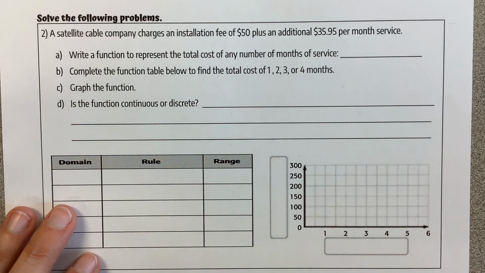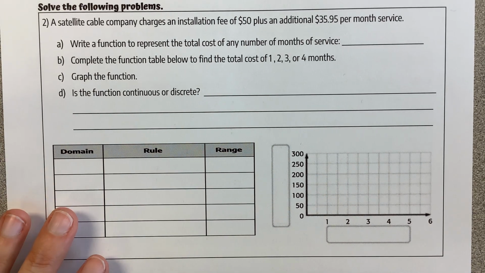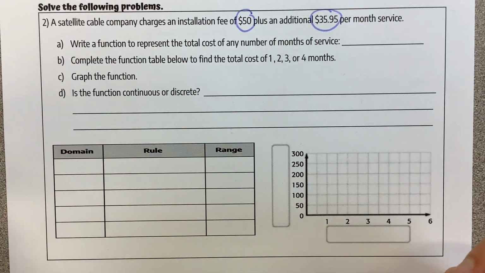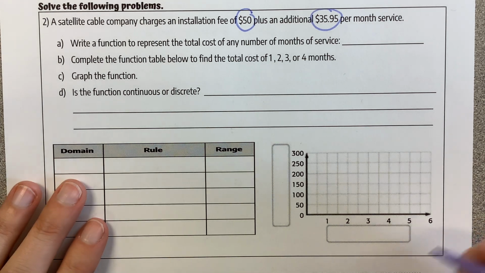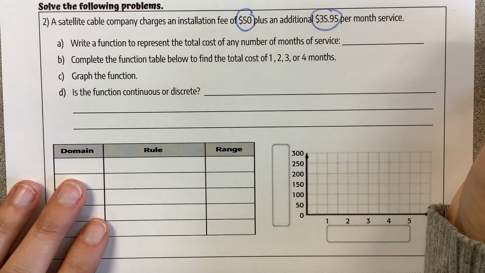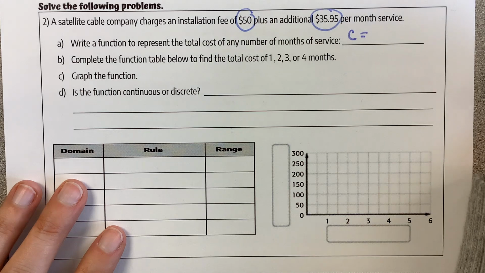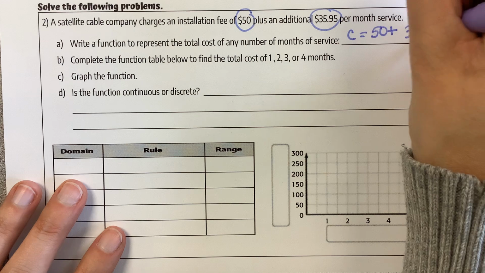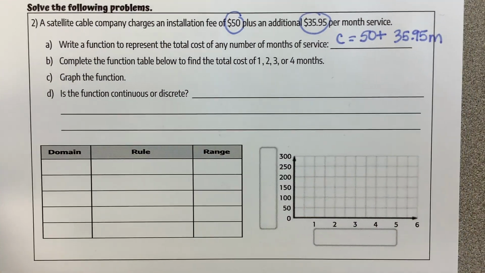Let's look at another example like that. A satellite cable company charges an installation fee of $50 plus an additional $35.95 per month of service. Write a function to represent the total cost of any numbers of months of service. So again, we're trying to find out what is the total cost. Well, it's $50 plus $35.95 times however many months.